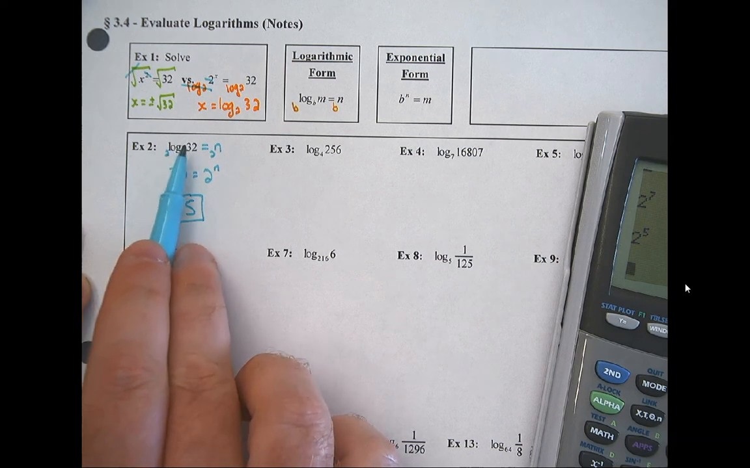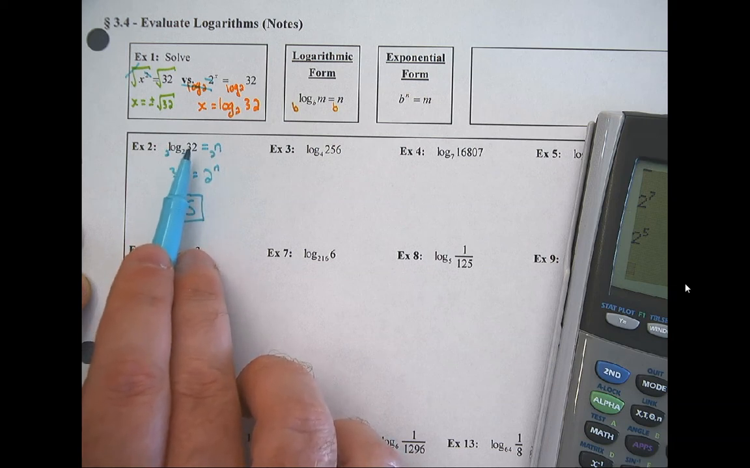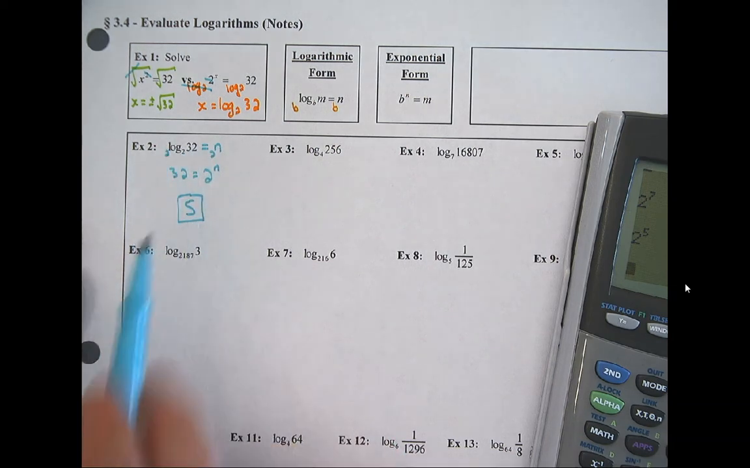So log base 2 of 32 is basically saying 2 to what number would give me an answer of 32. 2 to the 5th would give me that answer.